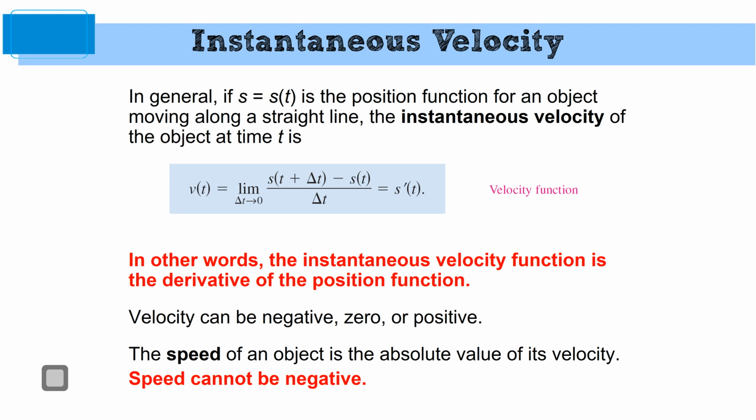Same thing is true with that billiard ball that we dropped. When it hits the ground, it's traveling at a certain velocity, which will be negative because it's moving down. Its speed will be positive. The direction doesn't matter.